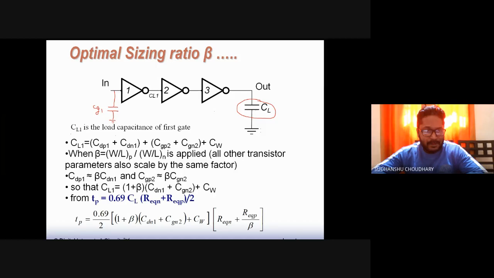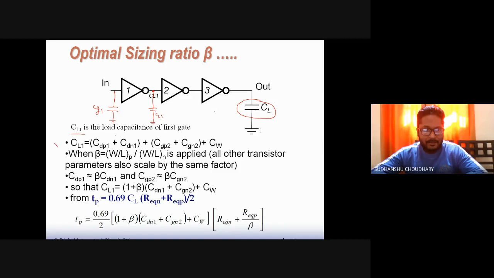We'll also admit here that CL1 is appearing at this point. So let me write CL1. This CL1 is the load capacitance of the first gate. So this is my first gate. CL1, which is appearing here, is the load capacitance of the first gate. Now the contribution to CL1 comes from the drain diffusion capacitances of this inverter, the gate capacitance of inverter number 2, and also some wire capacitance.